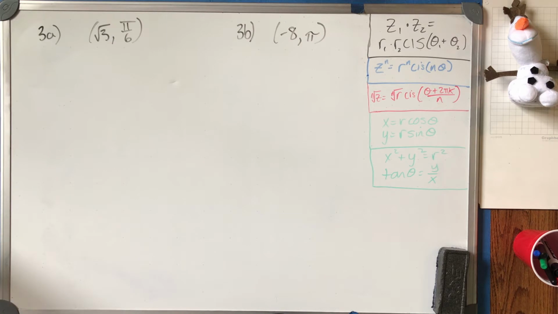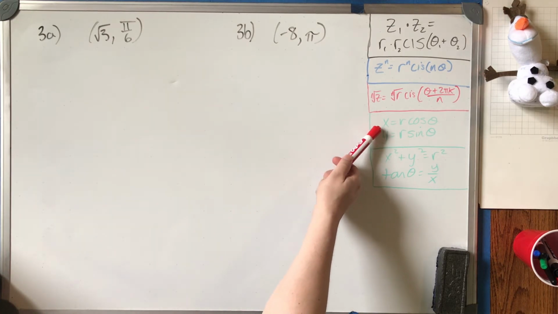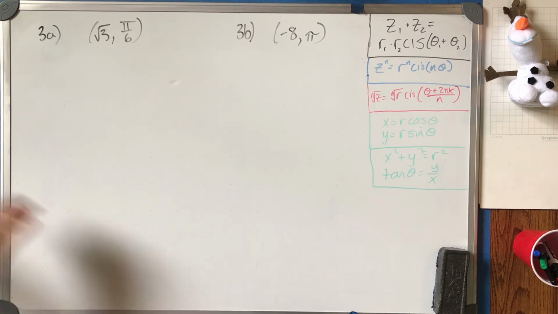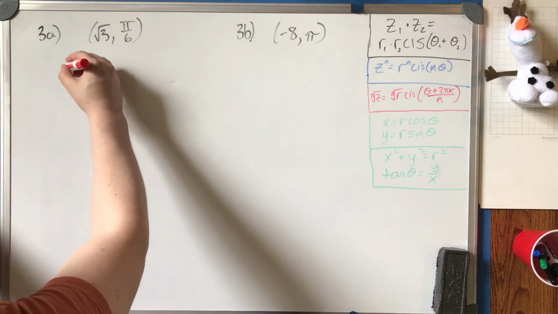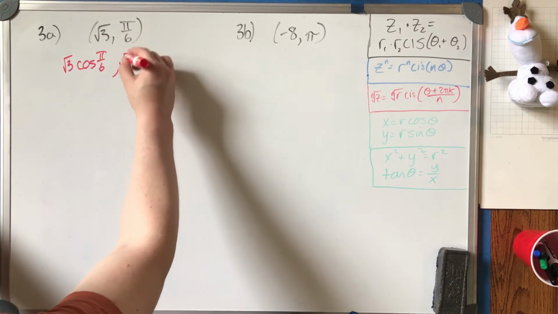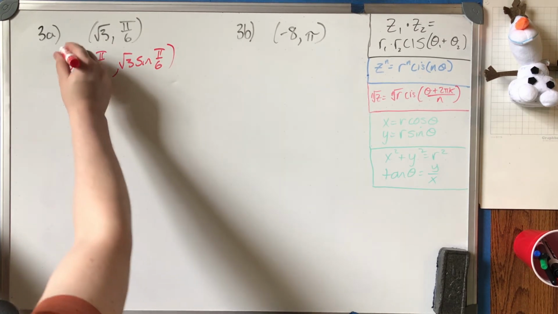For 3a, b, c, and d, we've been given a polar coordinate, and we're being asked to convert it back into rectangular xy. So I'm just going to be using these equations here, x equals r cosine theta, and y equals r sine theta, to help me figure out what these are. So first one, we got square root of 3 cosine pi over 6, comma, square root of 3 sine pi over 6. So now I just need to evaluate what these are.